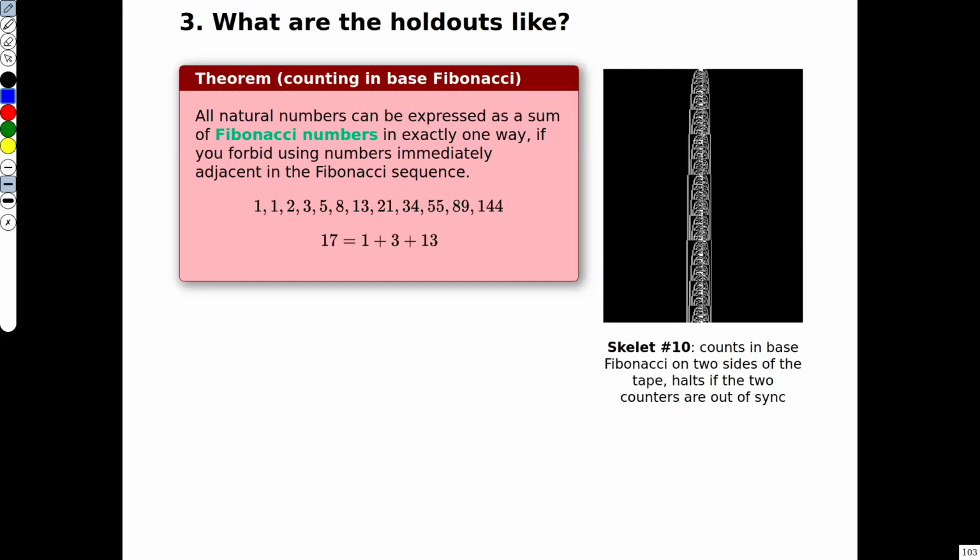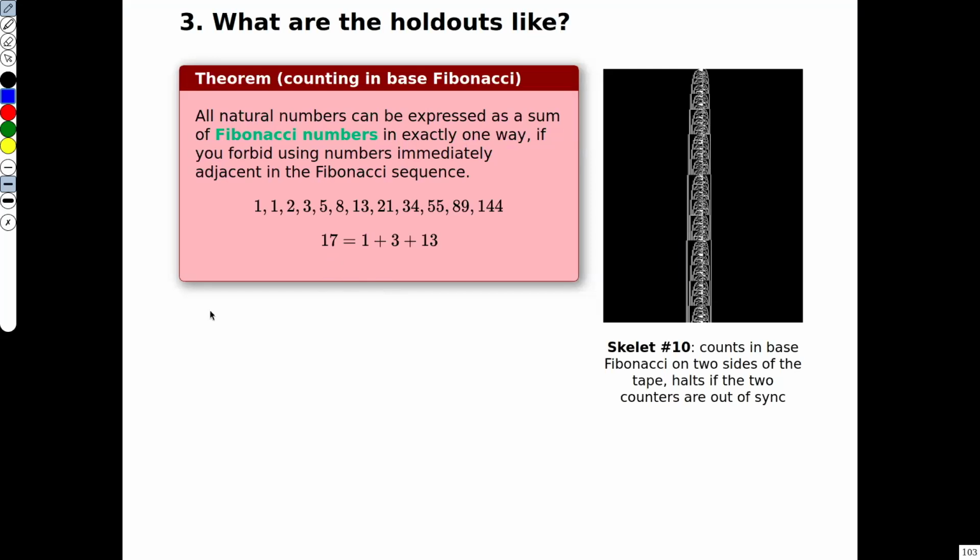Specifically, if you take the Fibonacci sequence, which is defined by each number in the sequence being the sum of the two previous ones, then every natural number can be written down as a sum of Fibonacci numbers in exactly one way, provided that you forbid using immediately adjacent numbers from the sequence. And here we have one example: 17 can be written as 13 plus 3 plus 1. Actually, there is a neat algorithm for finding these representations, which is you take greedy from the biggest and you go down.